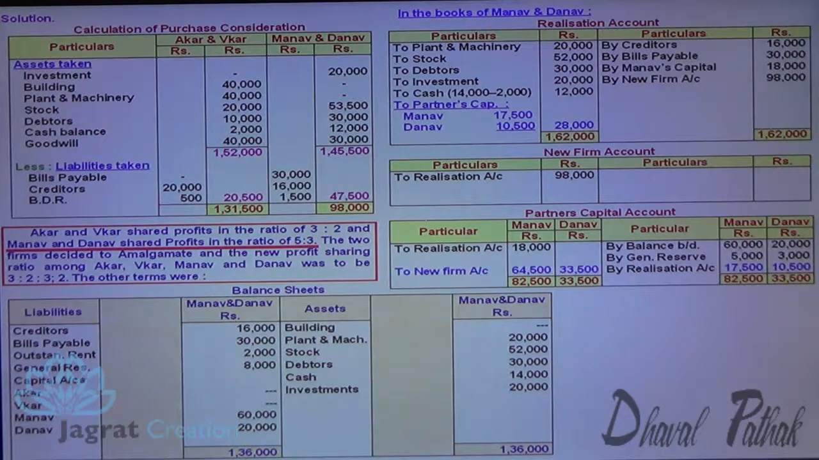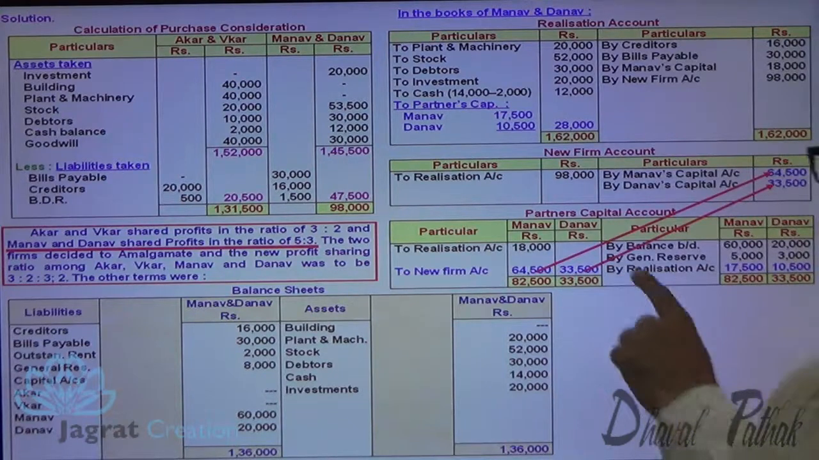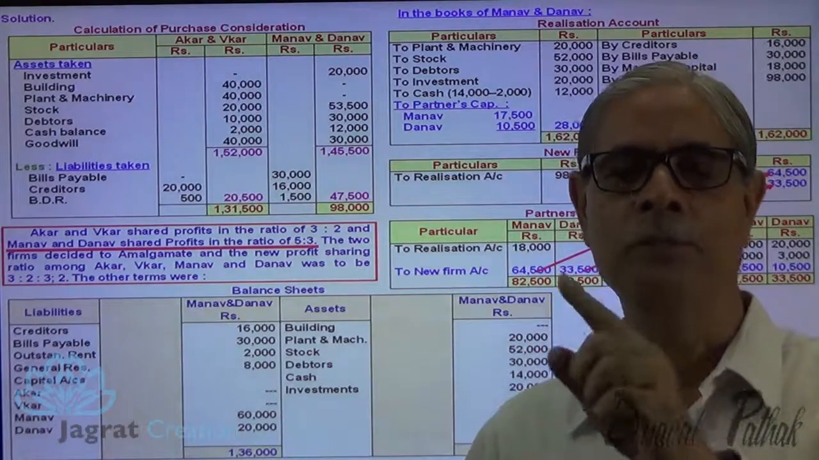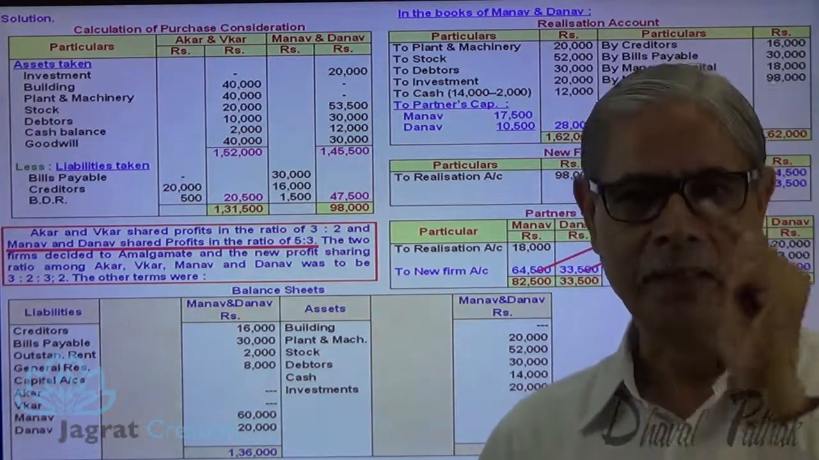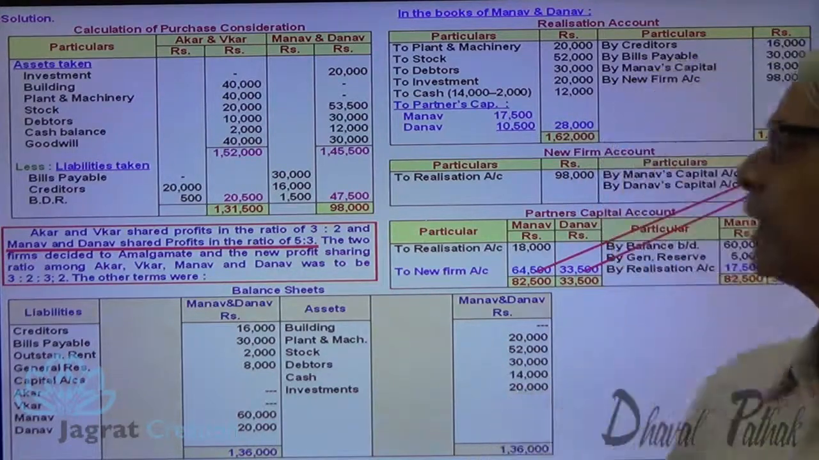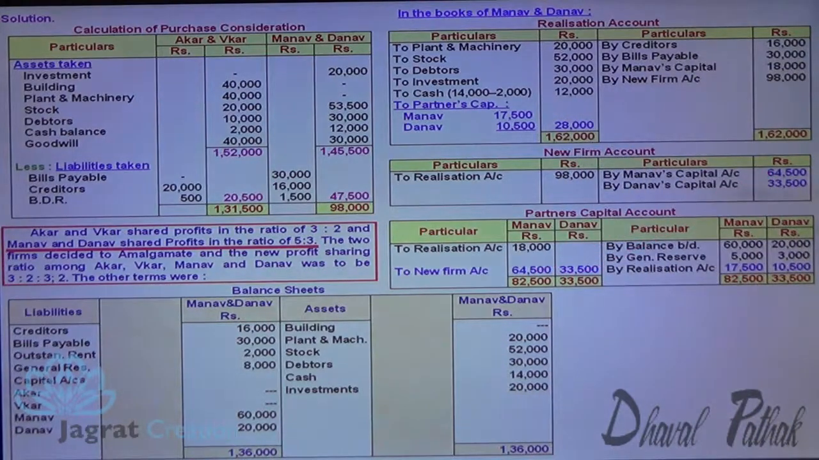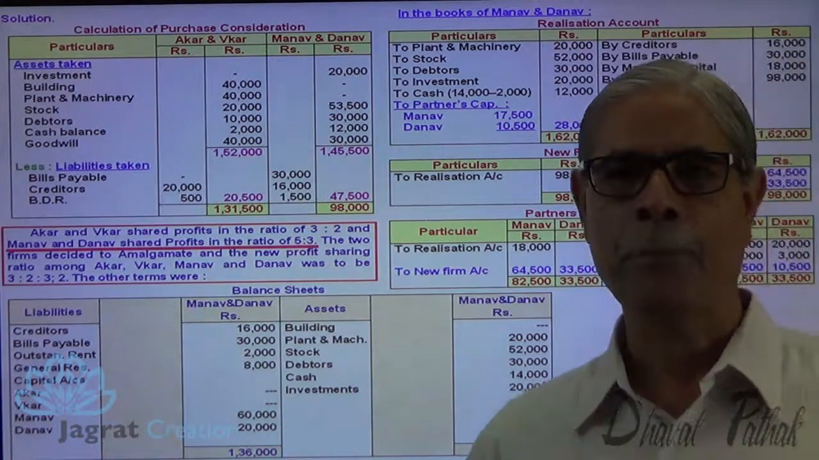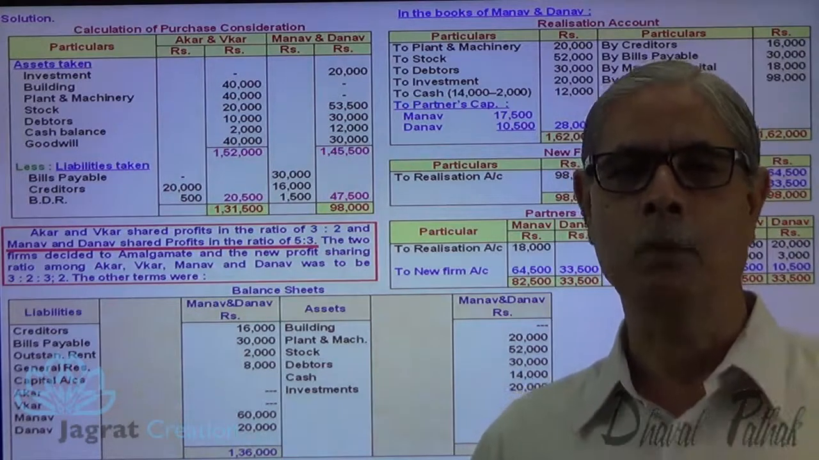So 64,000 and 33,500 is transferred to the new firm. So their claim in the old firm is transferred to the new firm. And in the new firm, they will recognize this claim, or this claim will be identified as capital in the new firm. That's an important point. And this is how the new firm account gets closed.